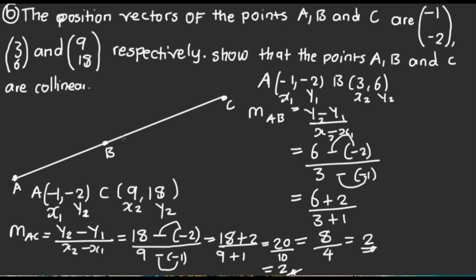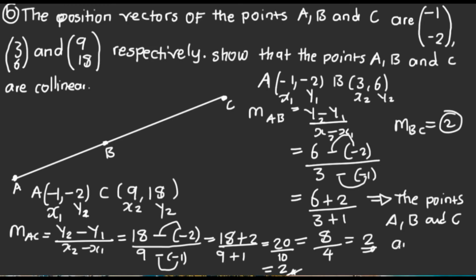Then the last one, if you want to prove, you can check the gradient of the line between points B and C. So if you check for B and C, you still get the gradient of 2. So as long as they are giving us the same gradient, then we can say the points A, B and C are collinear.